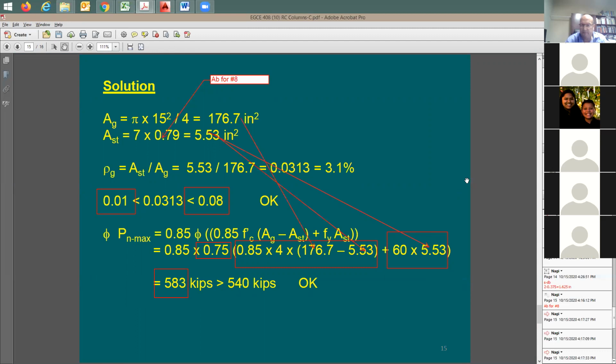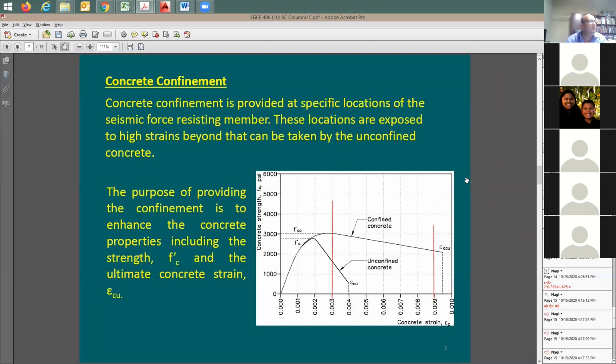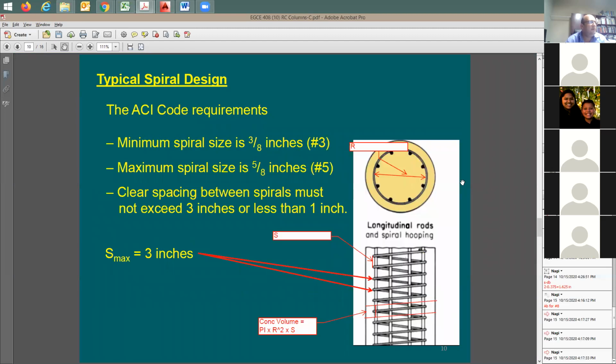Is the max spacing 3 inches? That's why we're worried about it being less than 3 inches. Where did you find this? Let me go back. Just want to confirm here. Do we have it here somewhere? Does it say maximum, minimum? You see it? Yes, it's right here.